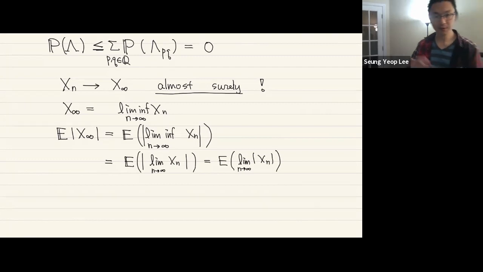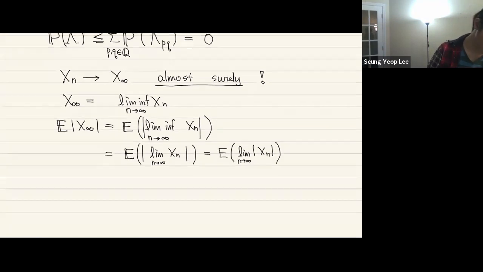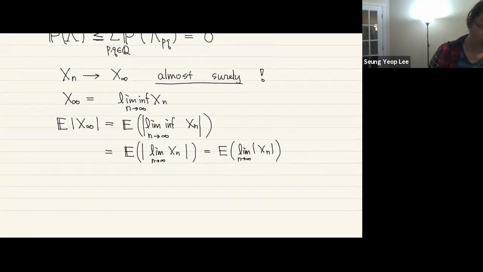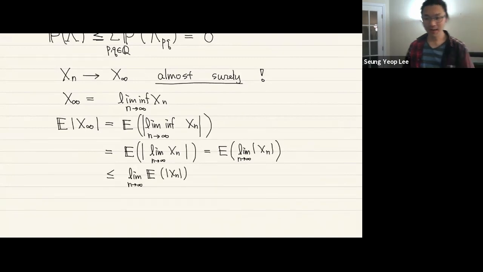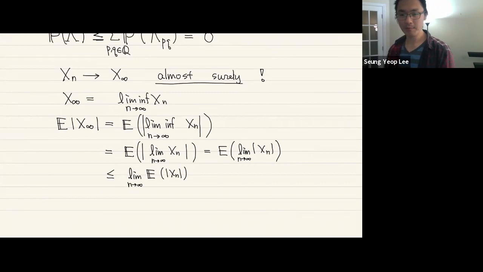Yeah, if a certain sequence converges, then its absolute value also converges, and the limit will be the same. And finally, this is less than the limit of the expectation as n goes to infinity. So the final inequality is coming from the Prob2 lemma.